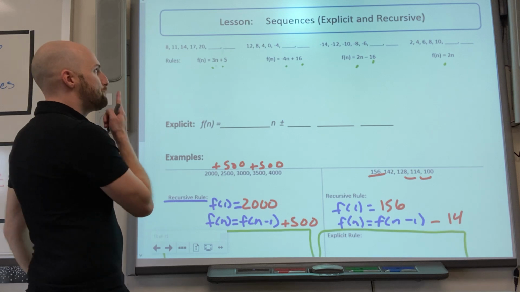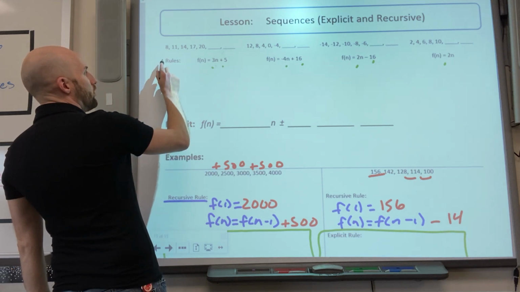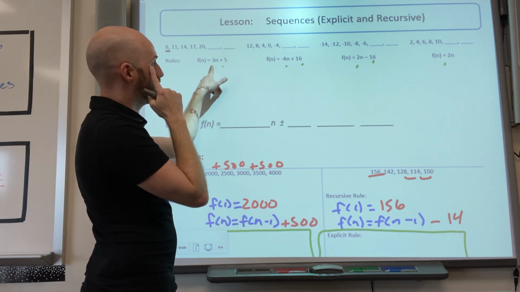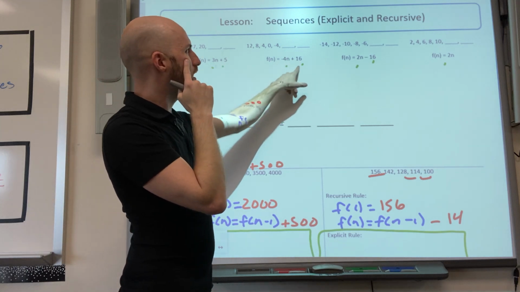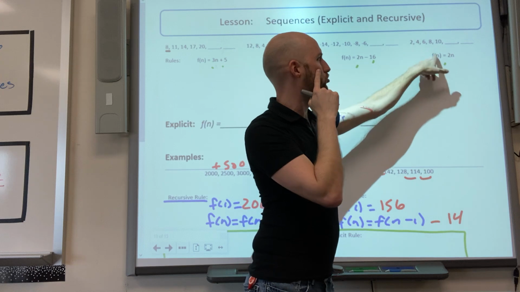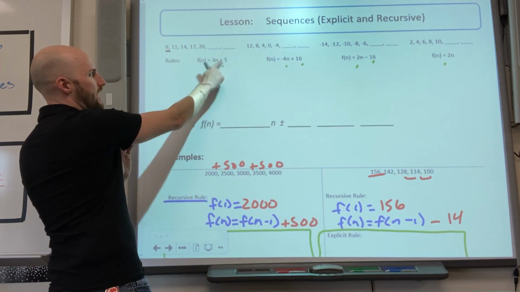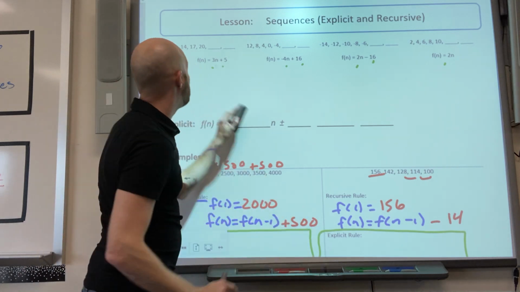So, the first number is 8. Do you see 8? No. 12, do you see 12? Negative 14, 2, well, maybe, but okay. So, no tiene nada que ver el 8. 8 is not going to help me.